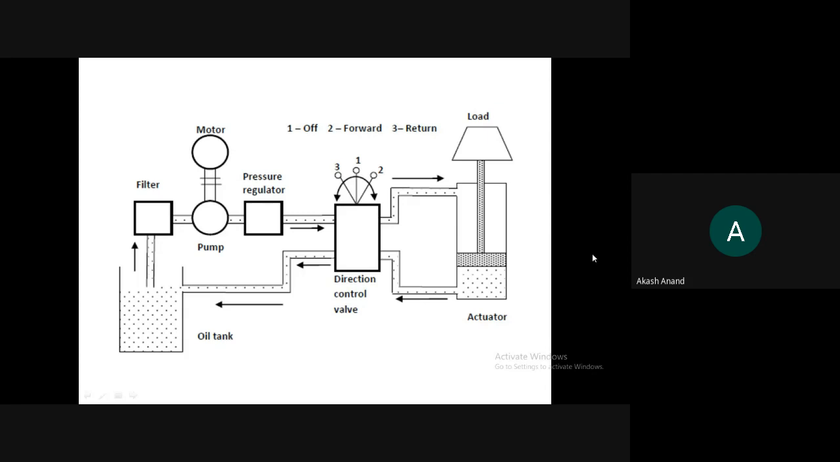You can see that this actuator gives an output of linear motion. So these linear actuators are generally called cylinders. With the help of the hydraulic system, it is working. So this actuator is known as a hydraulic cylinder.